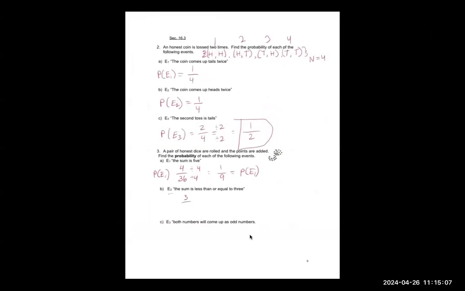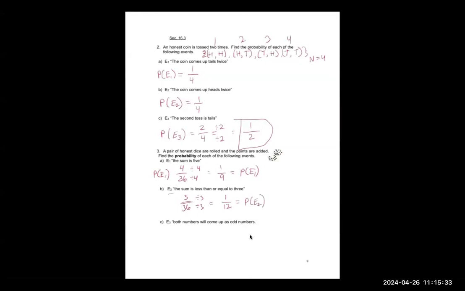Because there were 3 ways for the dice to land with the sum less than or equal to 3, and a total of 36 ways that 2 dice could land, we divide by 3 on top and bottom. And we get 1/12. So the probability of E2 is equal to 1/12.